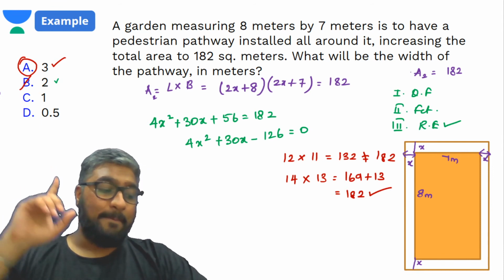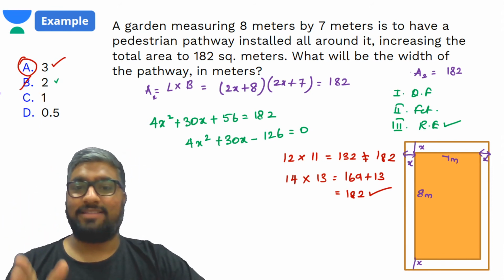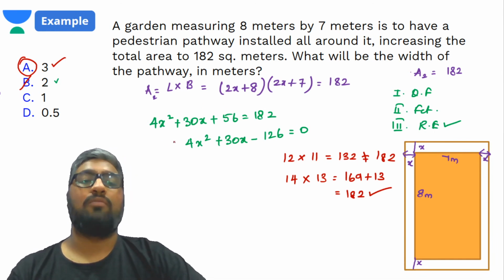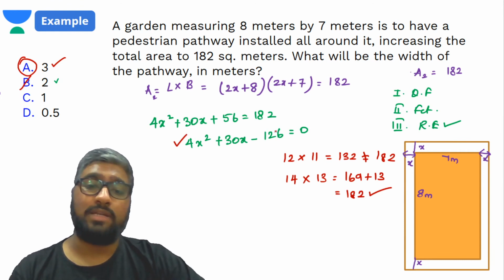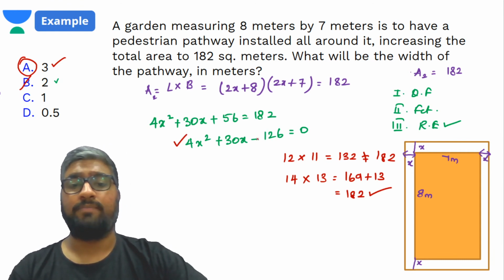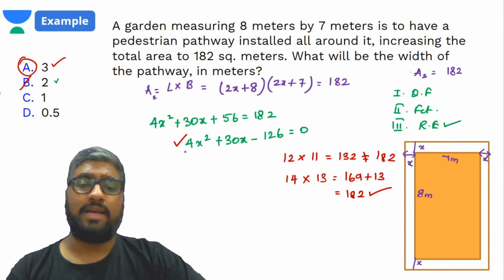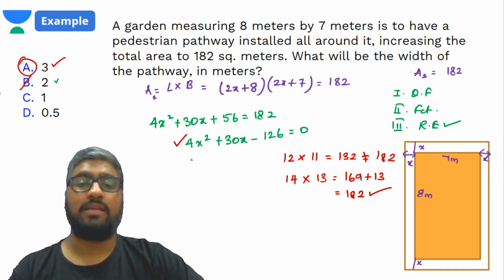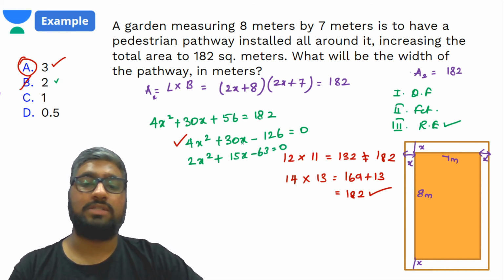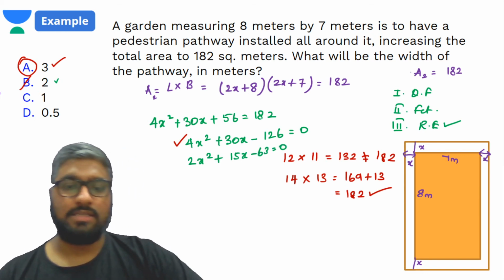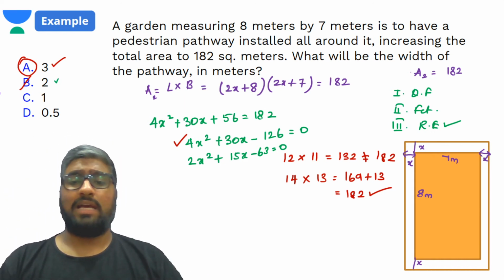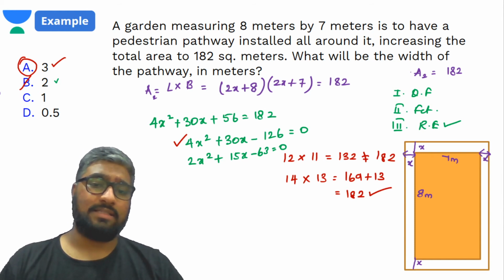But guys, this is a shortcut, right? If you want to stick to the traditional ways of answering this, then what I suggest is factorize minus 126. You can actually reduce this equation also. Divide everything by 2, you would get 2x squared plus 15x minus 63 is equal to 0. So you would need factors whose product is minus 126 and the sum is 30.